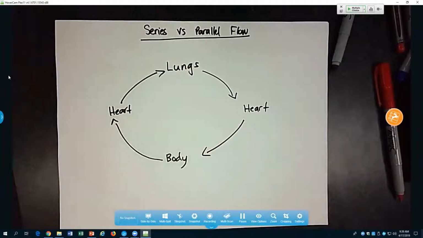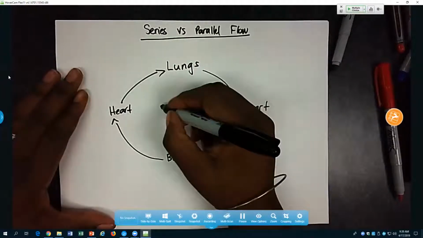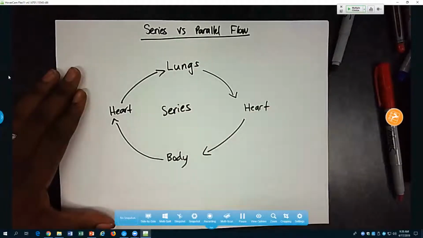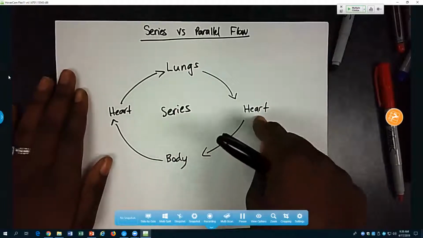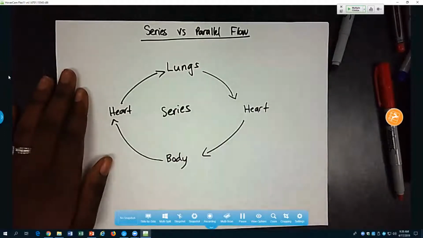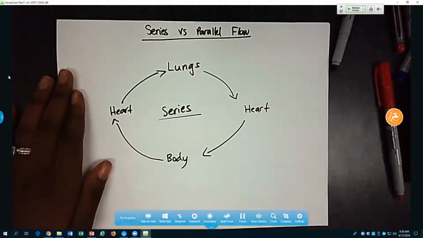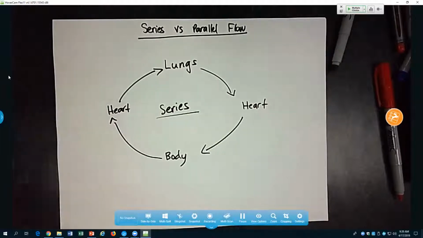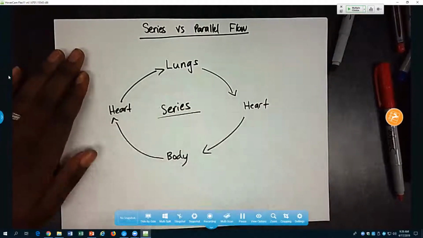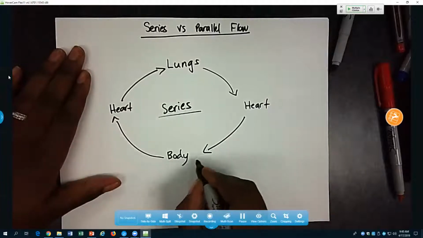When we say series, we mean that blood has to leave one area, it has to go to the other, it has to go to the other, one after the other after the other. So this is series. Blood does not choose if it wants to go to the heart or the body. It has to go one to the other to the other. When we talk about parallel flow, it is within this bigger series, and this is an area that students often confuse. The parallel flow happens within the bigger picture of the series flow. And so let's say we have blood in the body.